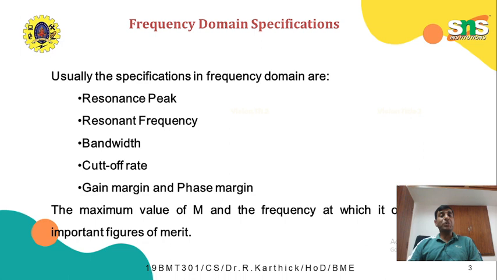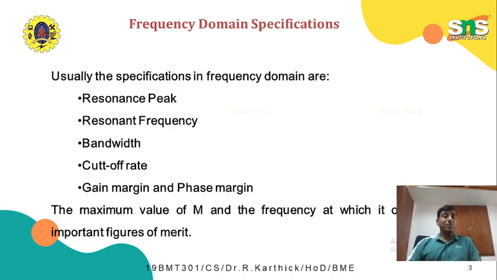Second, the resonant frequency is the frequency at which your resonant peak occurs, and this directly relates to the frequency of oscillation in a step response, and it is indicative of the speed of the transient response. The next is the bandwidth, which indicates the noise filtering characteristics of your system. Similarly, the gain margin and the phase margin are the measure of the relative stability and they relate to the closed loop poles on the j omega axis.